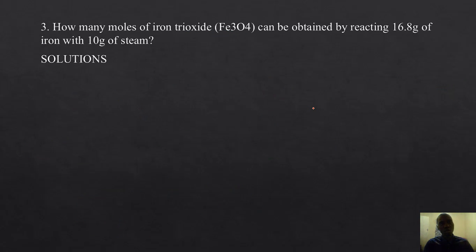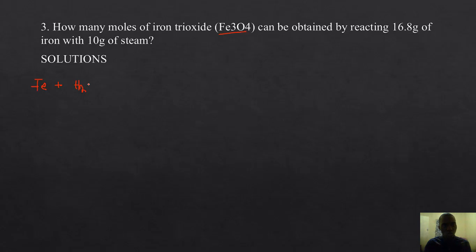Alright, example number 3. This one reads: how many moles of iron trioxide can be obtained by reacting 16.8 grams of iron with 10 grams of steam? So also here we need to write the balanced chemical reaction. So here they are saying iron. Iron is Fe, reacting with steam. Steam is just water, which is H2O.